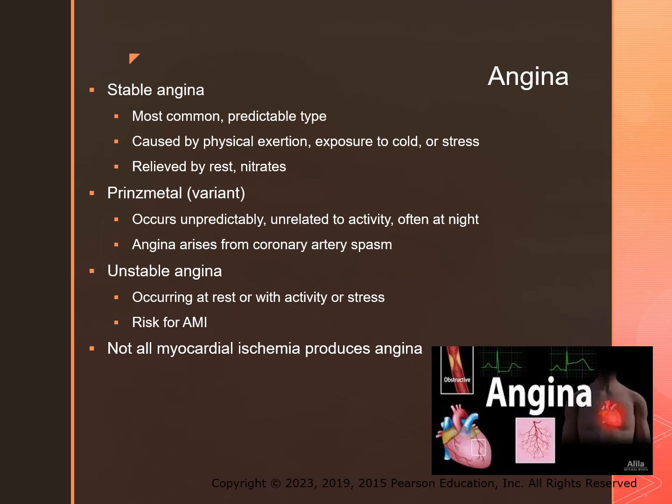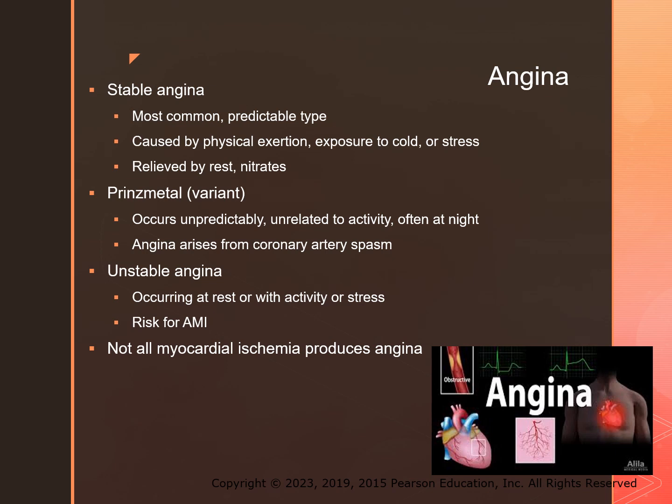Prinzmetal or variant angina is atypical angina that occurs unpredictably. It's unrelated to activity such as walking, and it often occurs at night. This angina arises from coronary artery spasms. While the mechanism that triggers the spasm is unknown, it is postulated to result from a hyperactive sympathetic nervous system response, impaired calcium flow within the myocardial muscle, or vasospasm due to reduced prostaglandins.